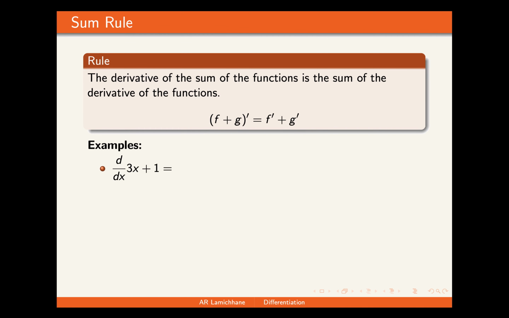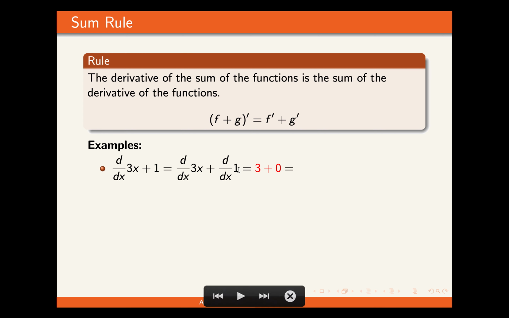So let's find the derivative of 3x, and let's find the derivative of 1, right? Find the derivative of 3x, find the derivative of 1, and then whatever comes up, add them together. So the derivative of 3x with respect to x will be, by using the constant multiple rule, we can take 3 out, and the derivative of x with respect to x is 1. So 1 times 3 will be 3. And the derivative of 1, since 1 is a constant, because of the constant rule, is 0. So if we simplify, we get 3 as the derivative of this function 3x plus 1.